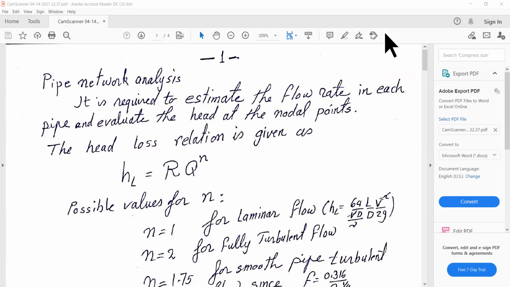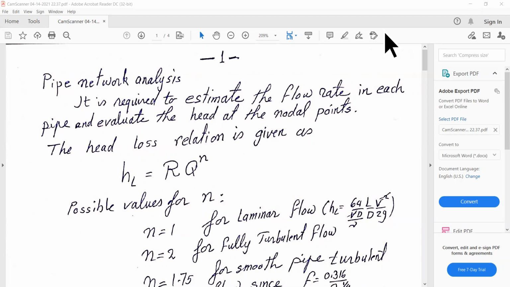We would like to estimate the flow rate in each pipe and also to evaluate the head at the nodal points. So the network already exists with diameter and length and everything, and we would like to estimate the flow rate. The head loss relation is given as H losses equal a certain resistance R multiplied by Q raised to the power N. I would like to stress here, R has certain dimensions.